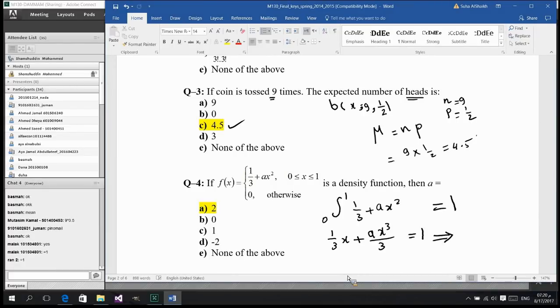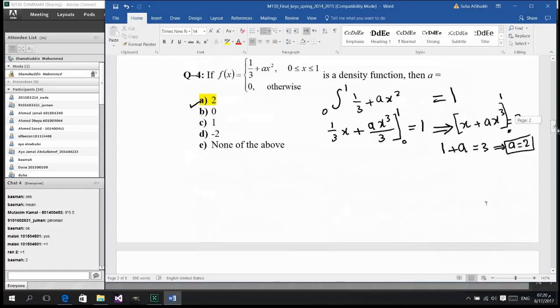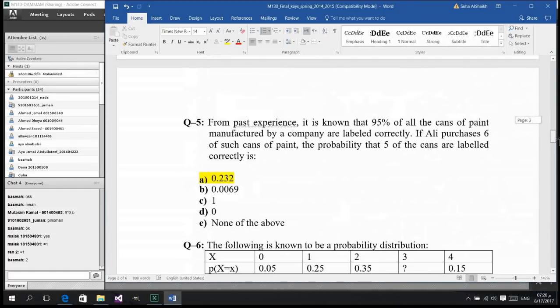This equals 1. This will give me 3 here, multiplied with the 1 in the x, plus ax cubed, equal to 3. And this is from 0 to 1, don't forget. At the 0 it is 0. At the 1 it is 1 plus a equal to 3. So my a is equal to 2. So the solution is a equal to 2. Okay. A very common question when they give you a density function asking you to find the a.